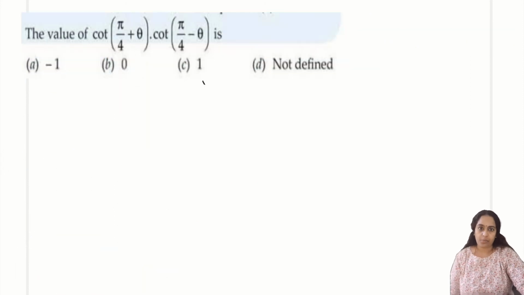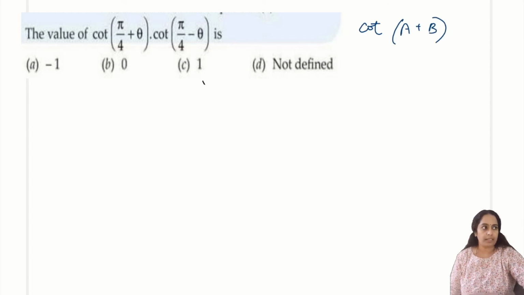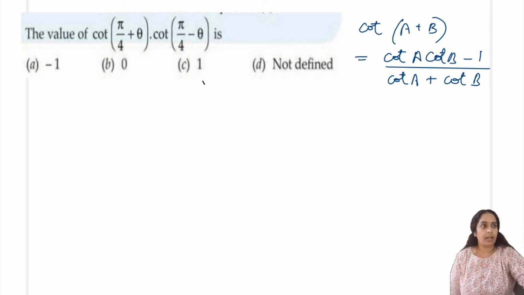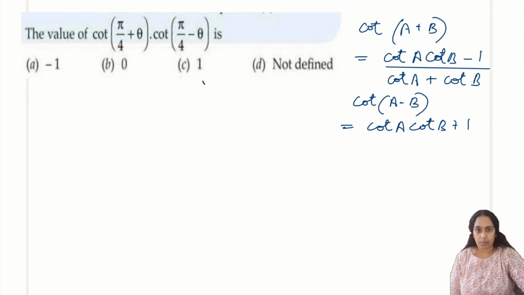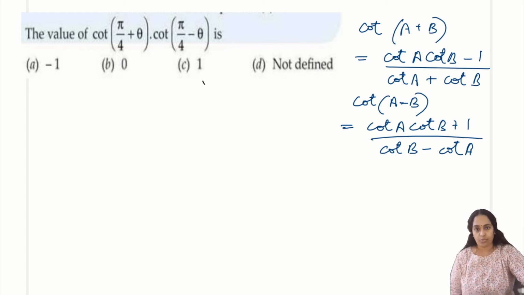So we have the next question here. Value of, so this formula I had already written down and explained. So cot of A plus B formula is going to be cot A cot B minus 1 divided by cot A plus cot B. Again I have cot of pi by 4 minus theta. So I have the other formula, cot of A minus B formula as well, which is going to be cot A cot B plus 1 divided by cot B minus cot A. So these are the two formulas I have. I just have to use the formula and solve the sum.